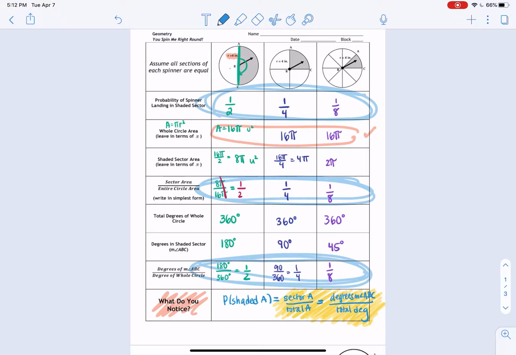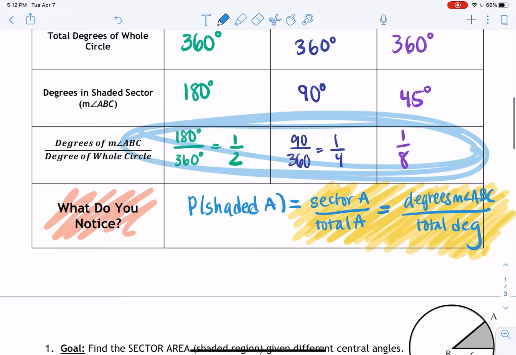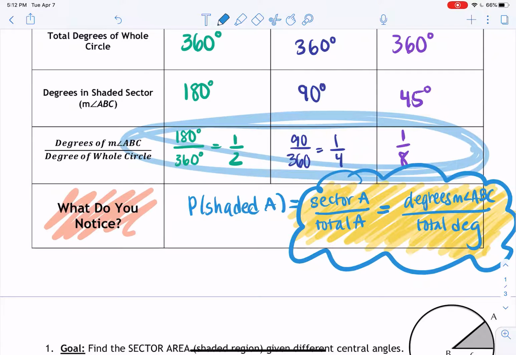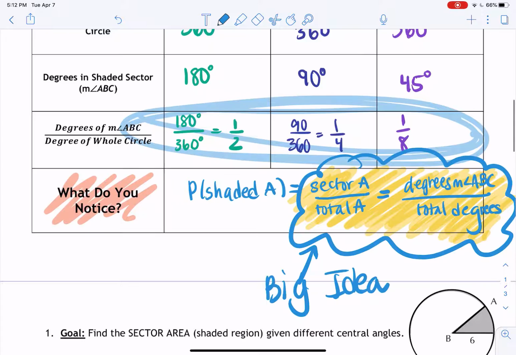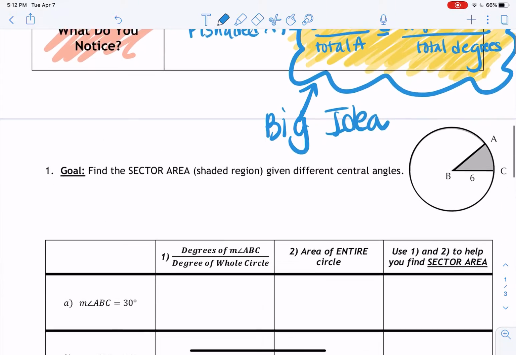So go ahead and write this right here in yellow. This is our big idea: that sector area divided by total area is equal to the degrees of the central angle divided by the total degrees. And now let's use it. So if you need to pause the video to catch up, write it down. Okay.